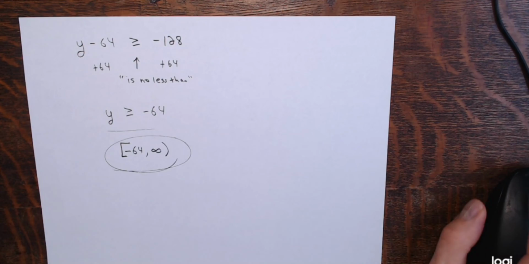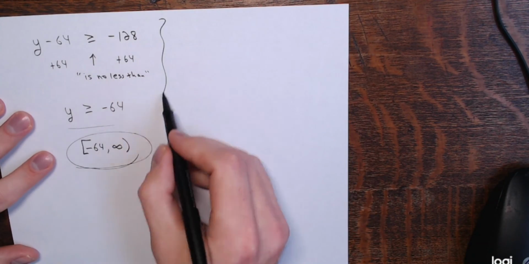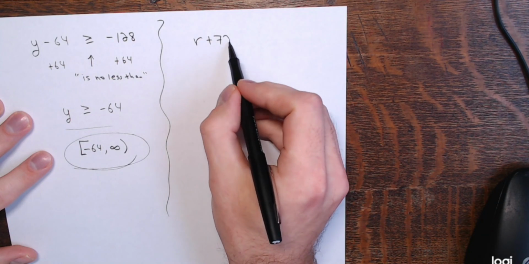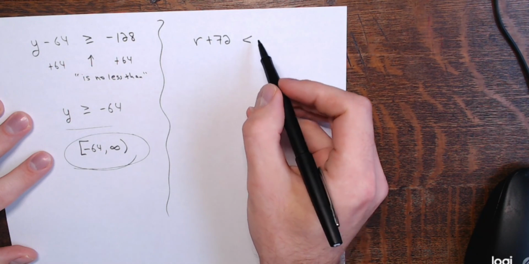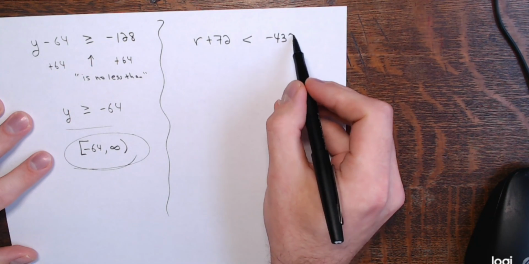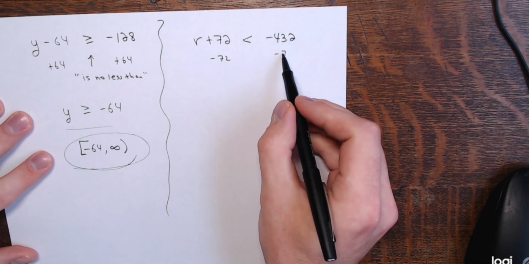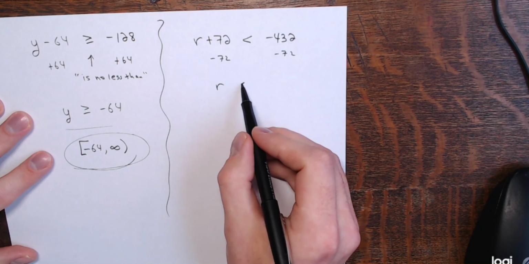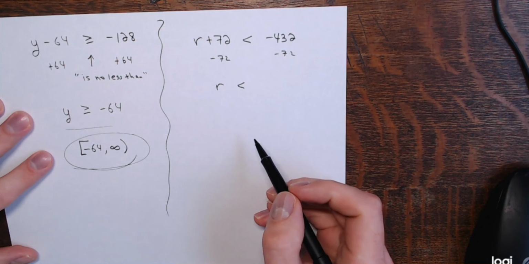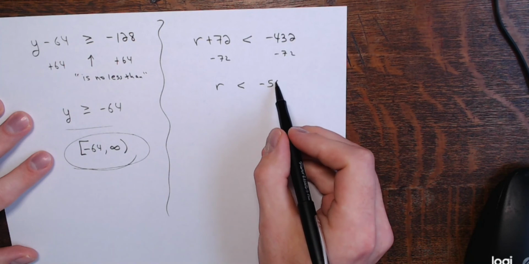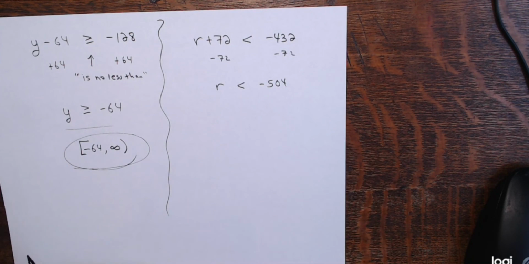So I'll just do this here. 72 greater than r, right, r plus 72, is less than negative 432. And I would just be subtracting 72 from both sides. So r is less than, again, it's just subtraction, so the inequality doesn't change, negative 504. Right. So r can be any number less than negative 504.